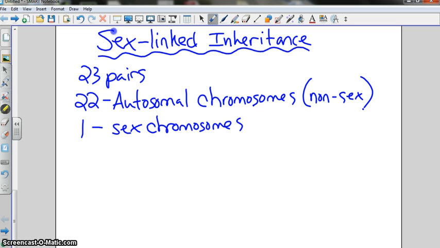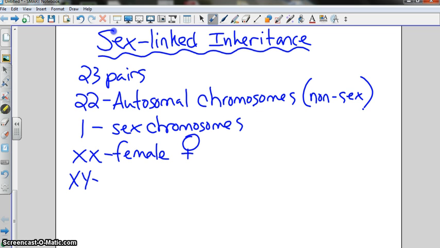Now, does anybody know what letters we use to represent the sex chromosomes? X and Y. Okay, so our two sex chromosomes, if you're a female, you have two X chromosomes. And this is the symbol for female, like that. We'll probably use that a lot. If you're a male, you have an X and a what? Y. X and a Y.